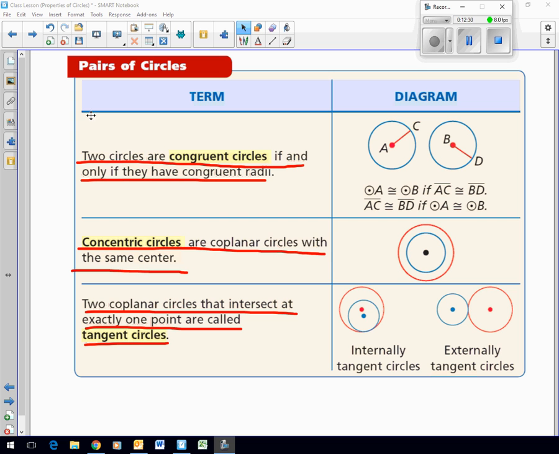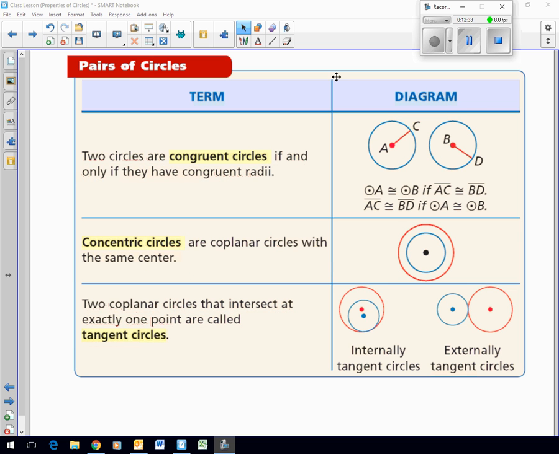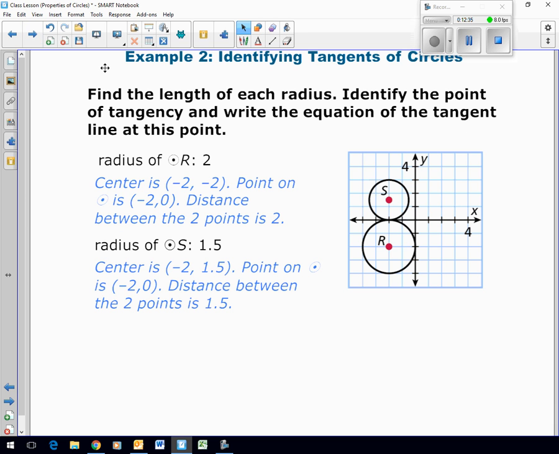You got it, boss. Here we go. Next. All right, moving on. Find the length of each radius. Identify the point of tangency. Write the equation of the point. Oops. Oh, man. Good going. We're back. No harm, no foul. Party foul. You know what party foul is.